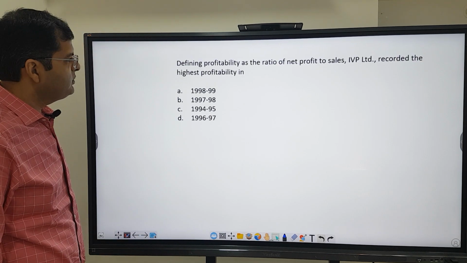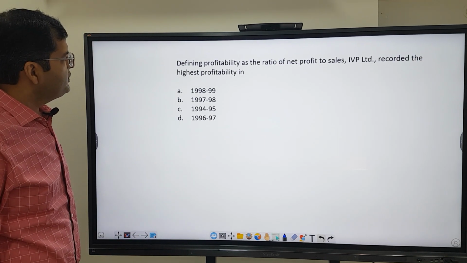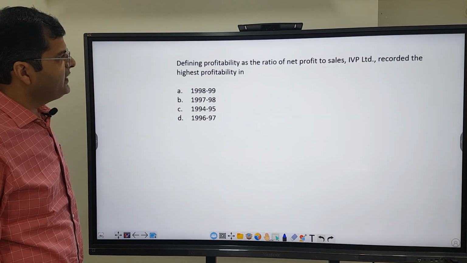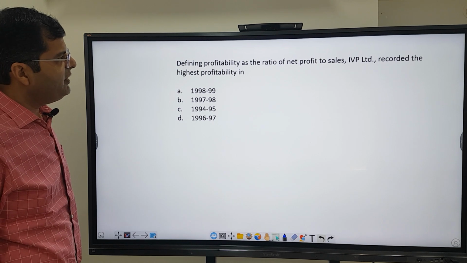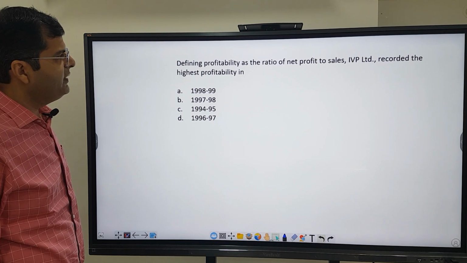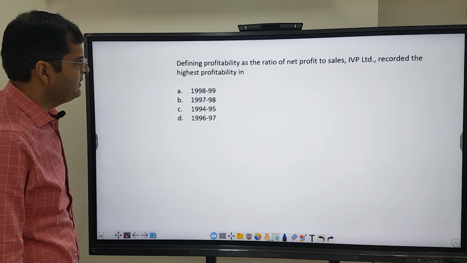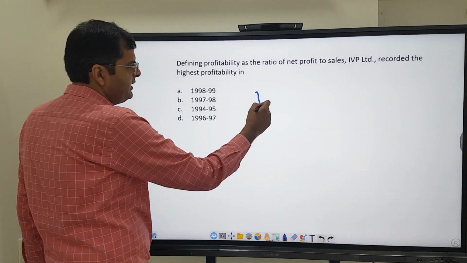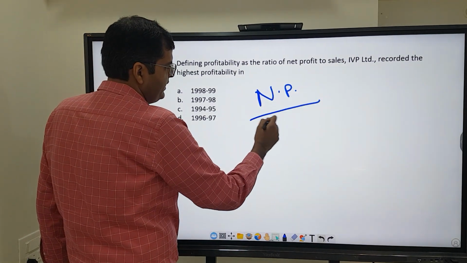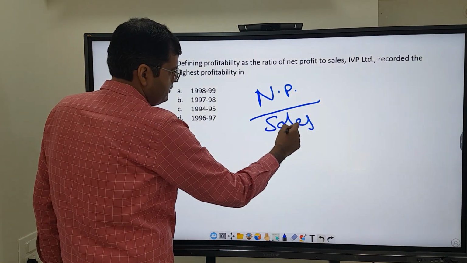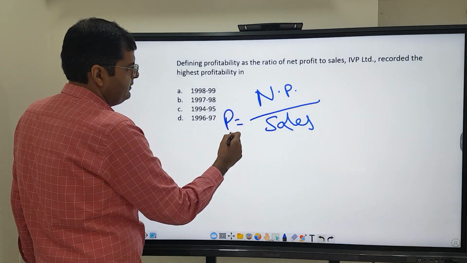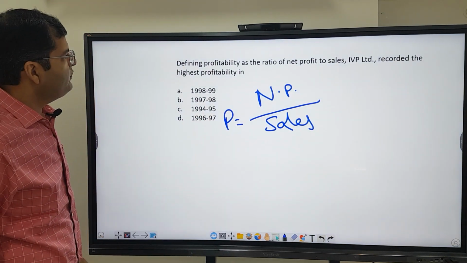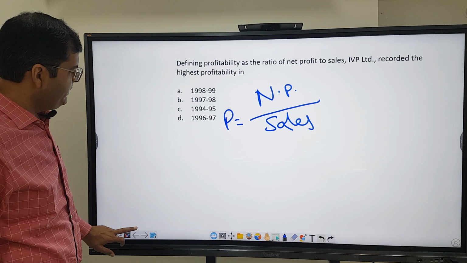Now we'll look at the next question. The next question says defining profitability as the ratio of net profit to sales, IVP Limited recorded the highest profitability in. So profitability is net profit to sales. Okay, that is profitability. So we have to find when was the profitability highest.